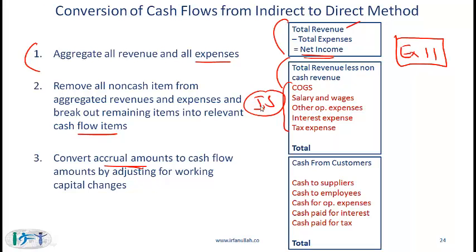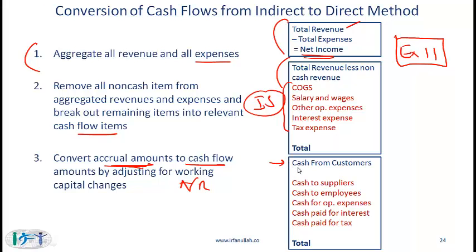And then you convert accrual amounts. These are the amounts from the income statement which are based on accrual accounting. So you convert these accrual amounts to cash flow amounts by adjusting for working capital changes. The working capital is your accounts receivable, accounts payable, inventory, etc. Your current assets other than cash, and your current liabilities such as accounts payable.